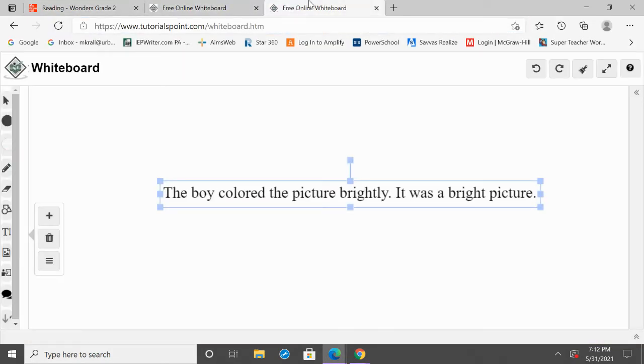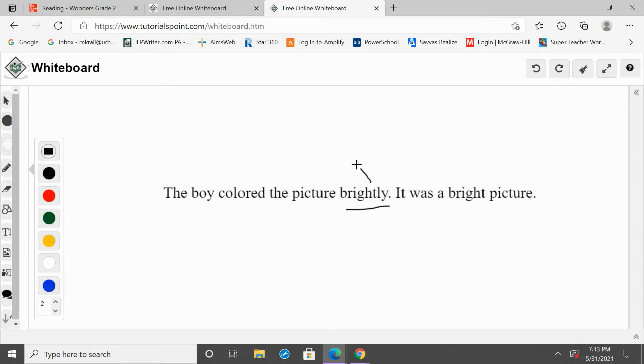So here we have two sentences. They say, the boy colored the picture brightly. It was a bright picture. In our first sentence, the boy colored the picture brightly. How did the boy color? He colored brightly. So you can see that the word brightly is describing how the boy colored. Colored is a verb, so we're describing the verb colored. That means brightly is an adverb. One thing I want to point out is that most adverbs have ly at the end. Not all of them, but a decent amount of them do. So that's a hint for you to look for. So brightly is describing colored, which is a verb, so we have an adverb.